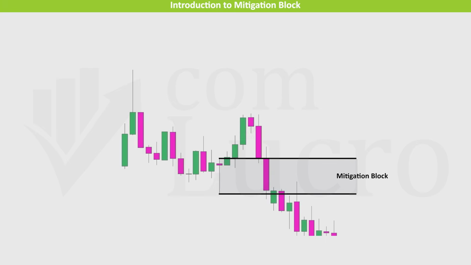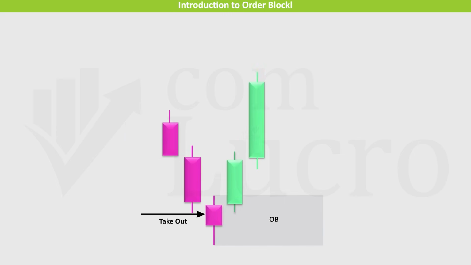At this point, the last selling candles formed before the bullish expansion represent the bearish mitigation block. Eventually, we see price return to the mitigation block again, adding more orders into the market, and then price moves lower with strong momentum. Now let us move on to the next concept, order block.